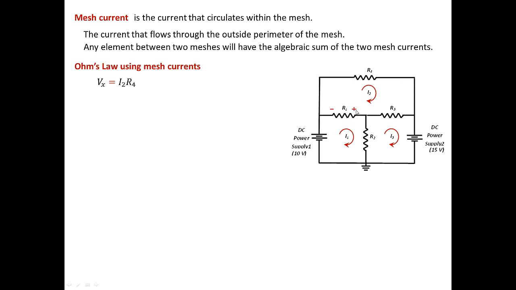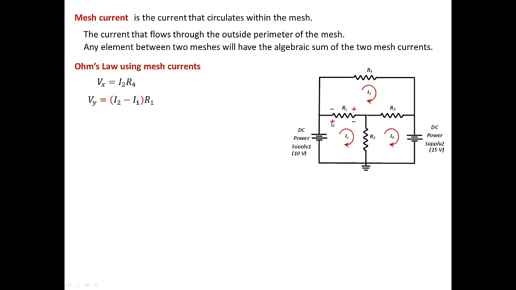Now let's say you have the voltage across resistor R1, which is shared by those two meshes, and the plus polarity is on the right and the negative polarity is on the left. That means, according to Ohm's law, the current will enter from the right to the left, so it's going to be I2 minus I1. I can call this voltage Vy. It's going to be I2 minus I1 times R1. V equals I times R, right? So the current going through this resistor is I2 minus I1.